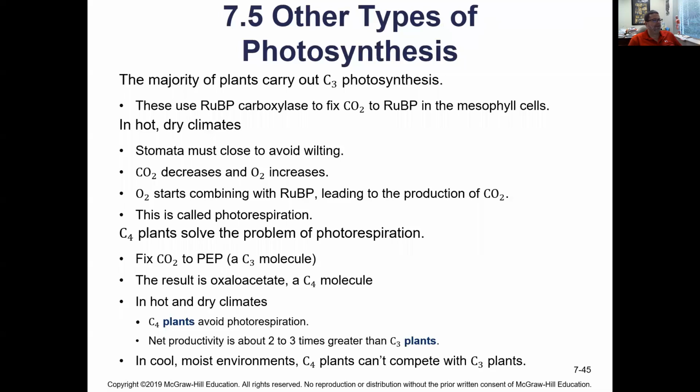The stomata must close to avoid wilting when it gets really hot. Mississippi, July, August, September. CO2 then decreases, right, because it can't bring it in. Oxygen increases because it can't open the stomata to let it go. And this oxygen starts combining with the ribulose bisphosphate, leading to the production of carbon dioxide, and this is called photorespiration. C4 plants solve this problem by what I'm going to show you. Now, here's the punchline. That is bad for a plant, and that slows down the rate of photosynthesis, and this is why our grass yards, a lot of times our grasses in our yards, start to slow down in July and August because this photorespiration slows down their rate of making sugar, and so the plants don't grow as fast.